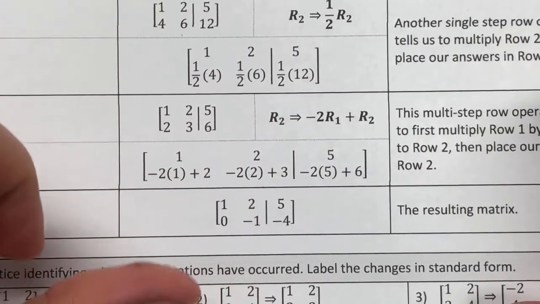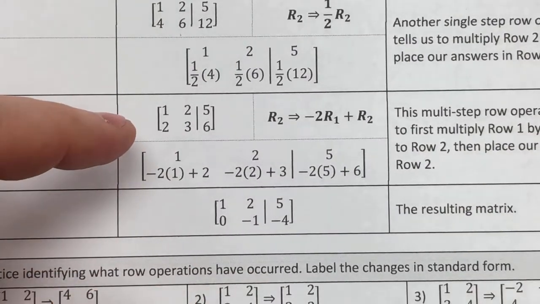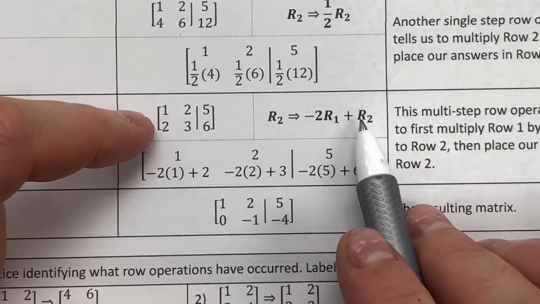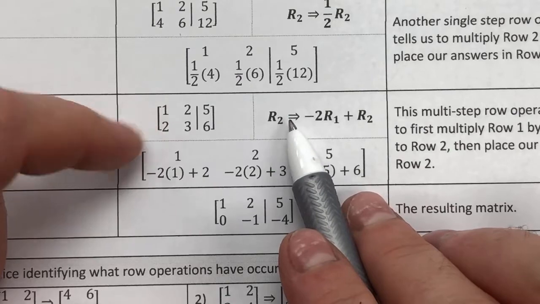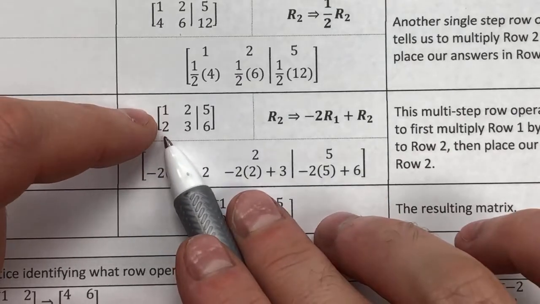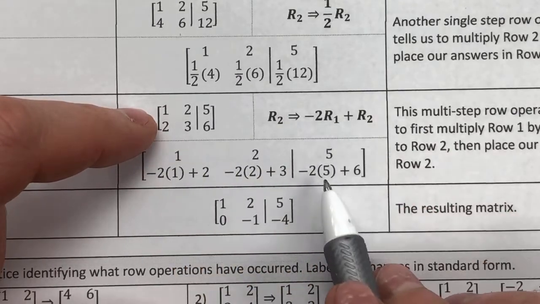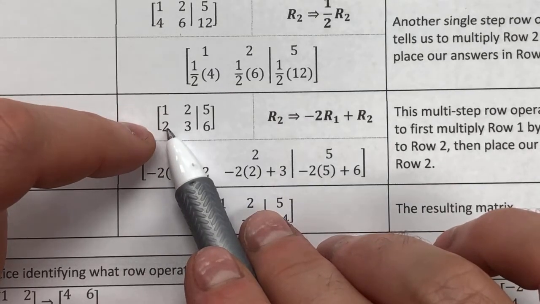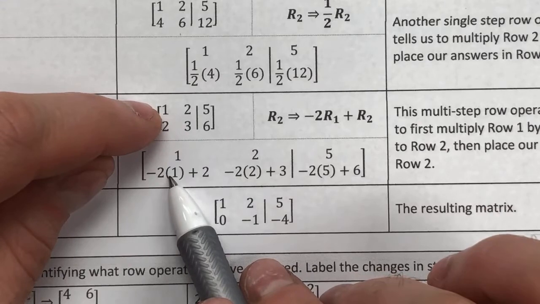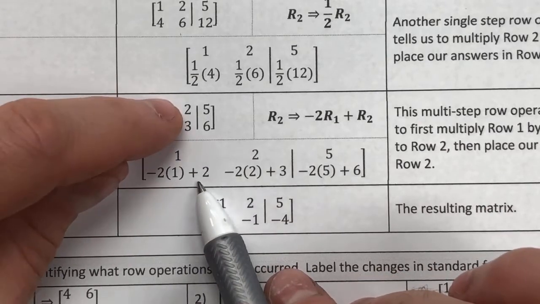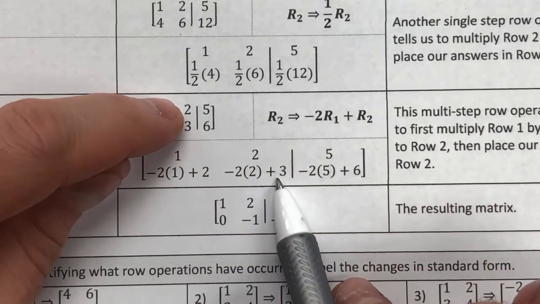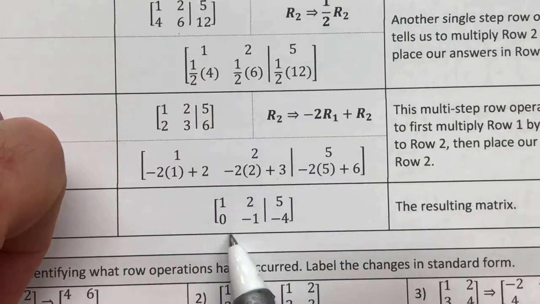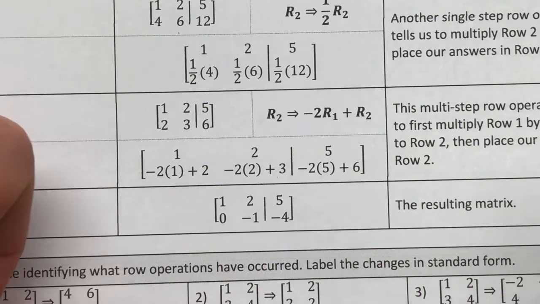And you can even do much more complicated versions. You don't need to do it one at a time. I could multiply a row by something and add it. So I could say, okay, how about I take row 2 and I replace it, this bottom one, with negative 2 times row 1 plus row 2. So 2 is going to be replaced with negative 2 times 1 plus 2, negative 2 times 2 plus 3, negative 2 times 5 plus 6, which when simplified will give me a 0, negative 1, and negative 4.